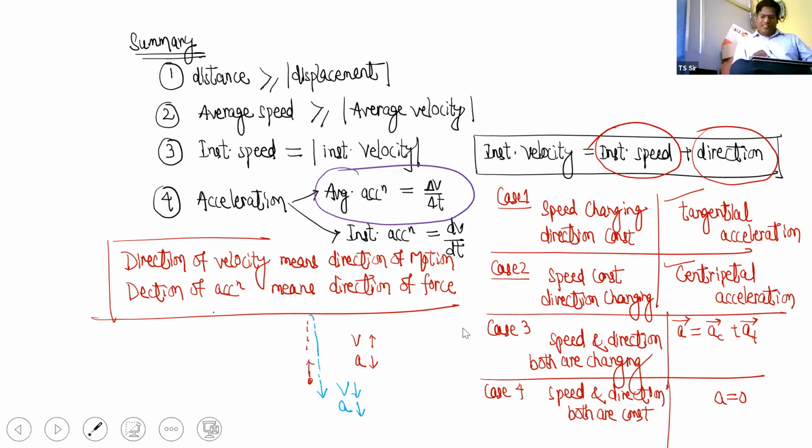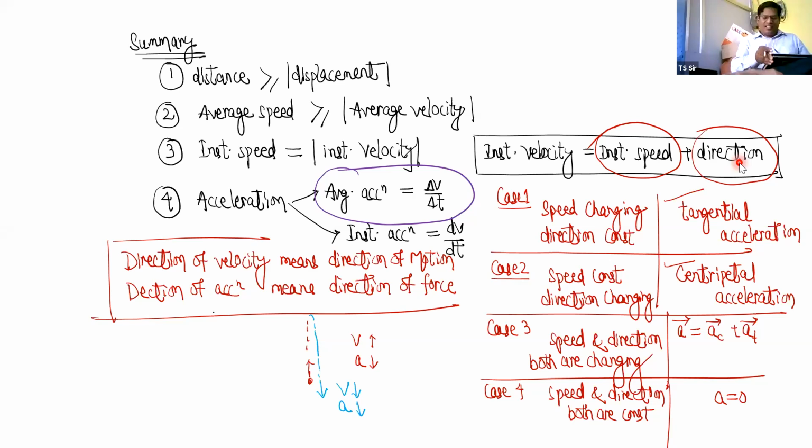Then I said that velocity is equal to speed plus direction. It is instantaneous velocity equal to instantaneous speed plus direction. Don't remember it as average velocity equal to average speed plus direction, then a mistake will happen. It is instantaneous velocity equal to instantaneous speed plus direction.